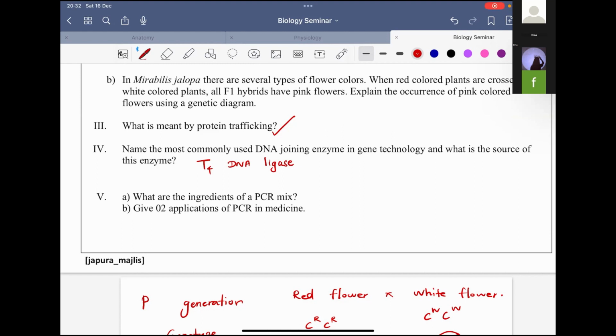So for a recombinant DNA molecule to form, we get DNA fragments from different sources, and then we use this enzyme to form phosphodiester bonds between them and join them completely. So this is about DNA ligase. We call it T4 DNA ligase. Why? Because of the source, they asked the source also. The source is T4 bacteriophage.